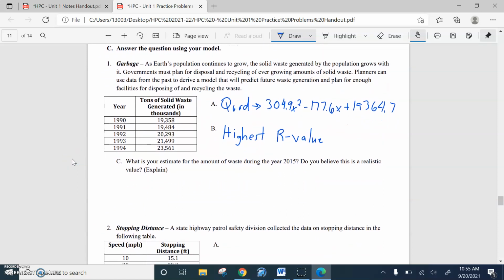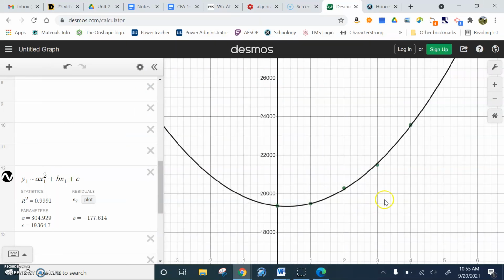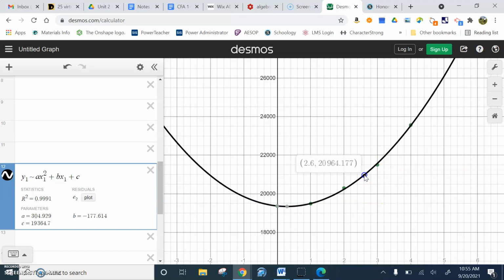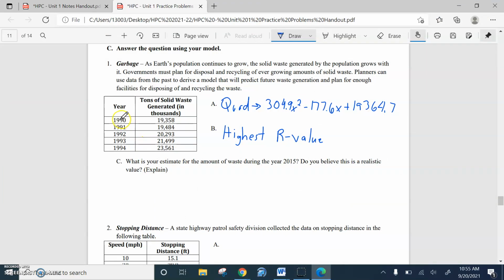Now, answer the following question, part C. What is your estimate for the amount of waste during the year 2015? What that's asking us to do here is take this model and, here's 1992.6, here's 1993, 1994. So we have certain data points. What they're asking us to do is estimate what the number would be at the year 2015. So what we need to do is determine, well, what data point is that? And if 1990 is 0, then the year 2015 is data point 25.